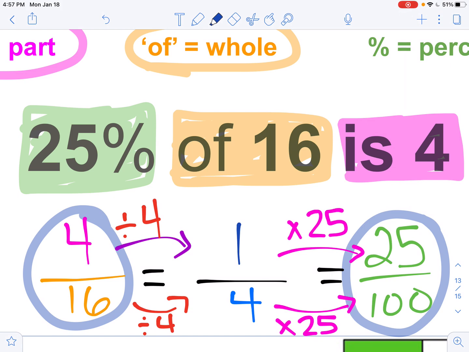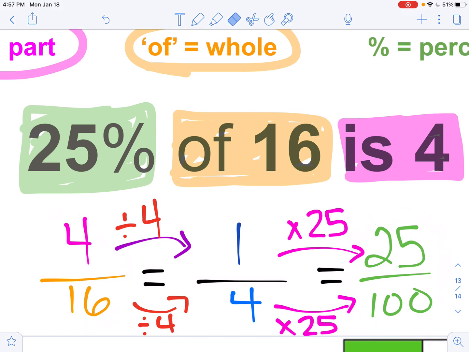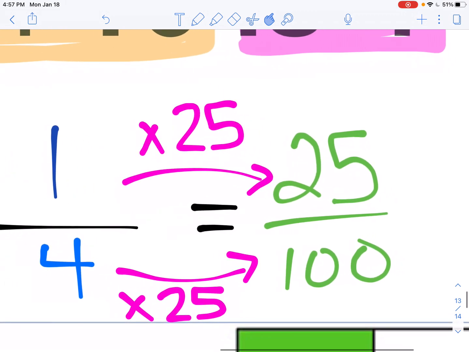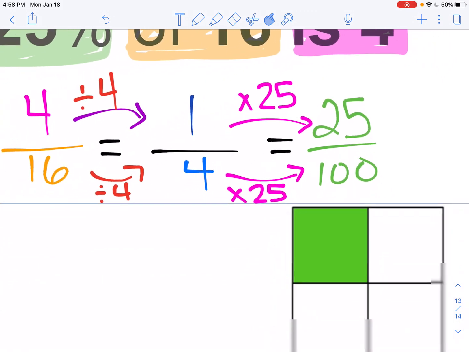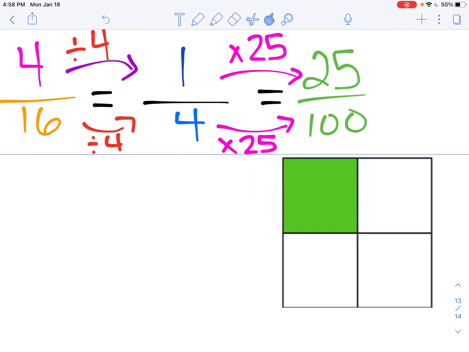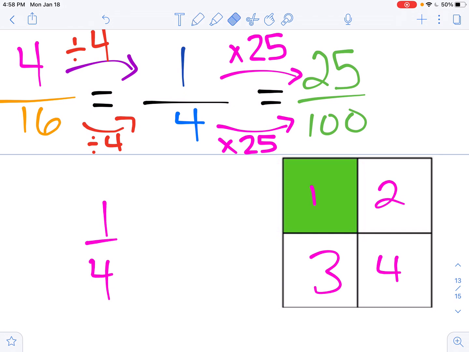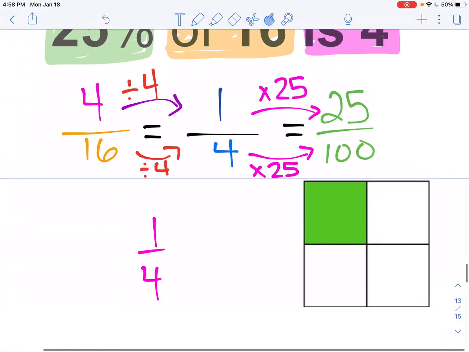All right, but I'm also going to go way back to this idea of 25 hundredths. Actually, here, we have 1/4 is the same as 25 hundredths. So here's a picture of 1/4 in that square. 1, 2, 3, 4. So that's 1/4, right? So if 4 is 25% of 16. And 4, let's see if I can do this in a way that's not too confusing.